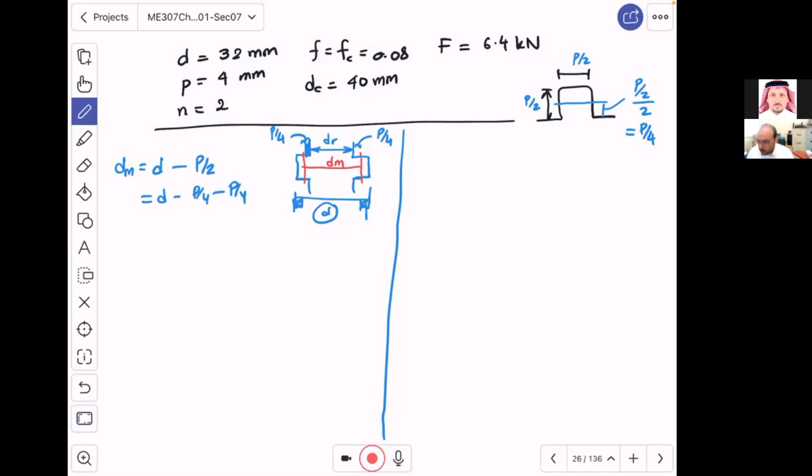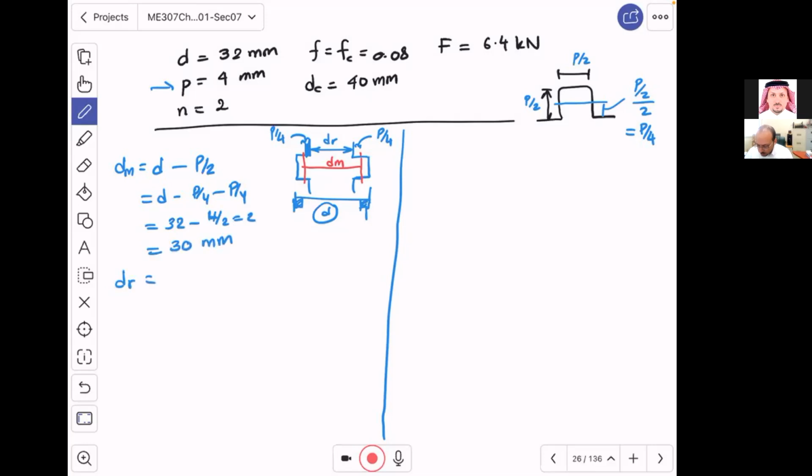So what are you going to have? You're going to have 32 minus the P, which is 4. So this is 4 over 2, and it's going to be 2. So the mean diameter is going to be 30 millimeter. Okay. What is the root diameter?